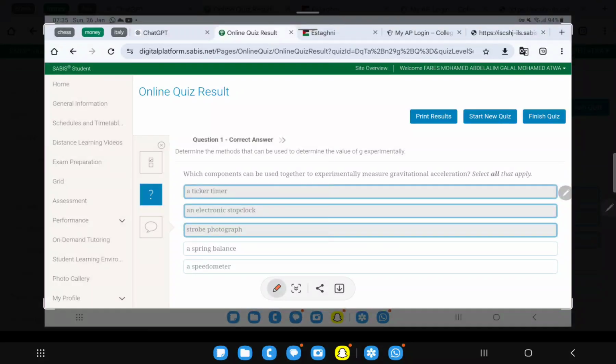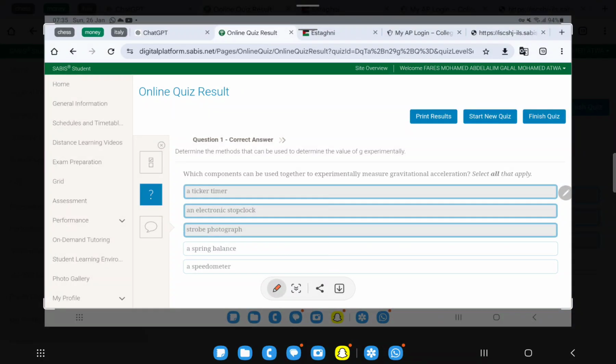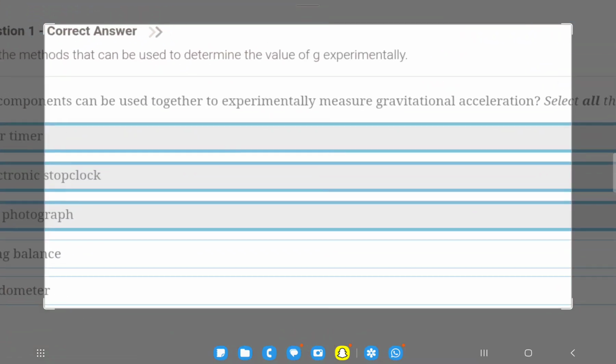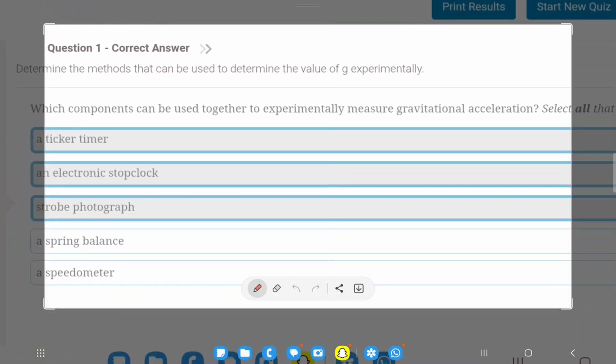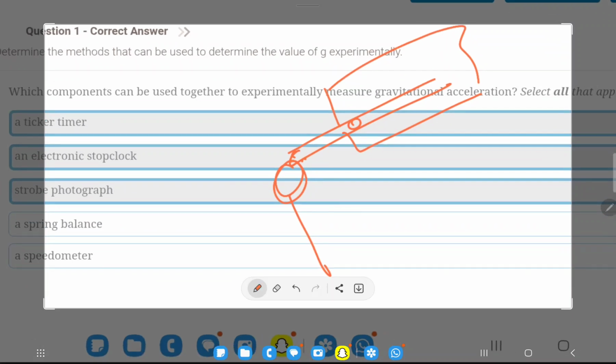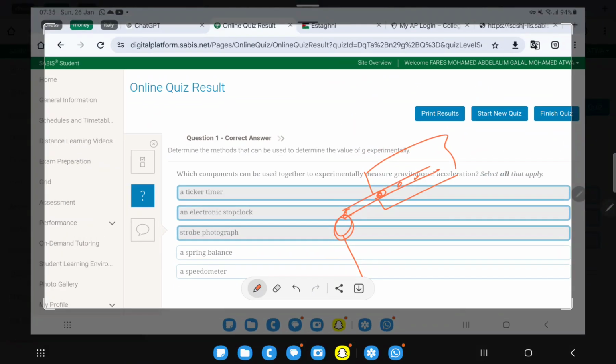Physics Week 7 CA. Which component can be used together to experimentally measure the gravitational acceleration? So we can use a ticker timer. A ticker timer is like, for example, you have a paper and you have a machine here that every 1 second punches a hole into it, and you have a weight here. So when the weight falls, every 1 second it will punch a hole in the paper, for example. So we can use that to measure gravitational acceleration.